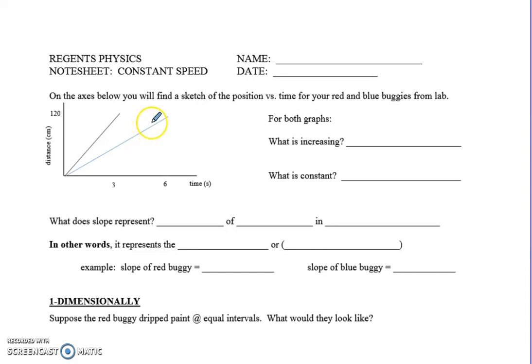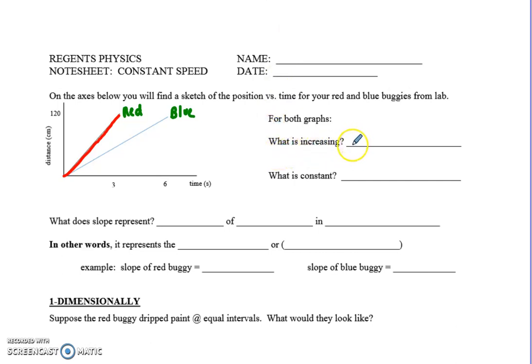When you graphed your position versus time for the red and blue buggies, we saw that one of the vehicles, let's say in this case the red vehicle, had a steeper slope than the blue vehicle. Okay, so we have the red and blue buggies represented by the red and also blue lines. So now let's look at what's going on for both of the graphs together.